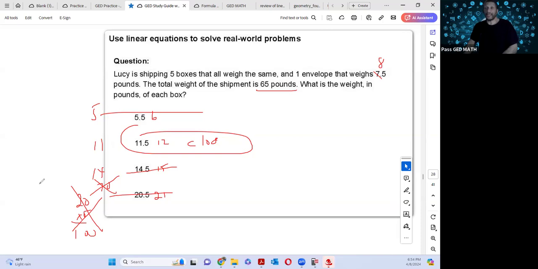So, again, the common sense way says, I don't need algebra to do this problem. I know 20 times 5 is 100. I know 14 times 5 is 70. So I know it can't be C or D. 5.5 is entirely too small because 5 times 5 is 25. 5 times 6 is 30. Too small. Done. This problem is a 30-second problem.